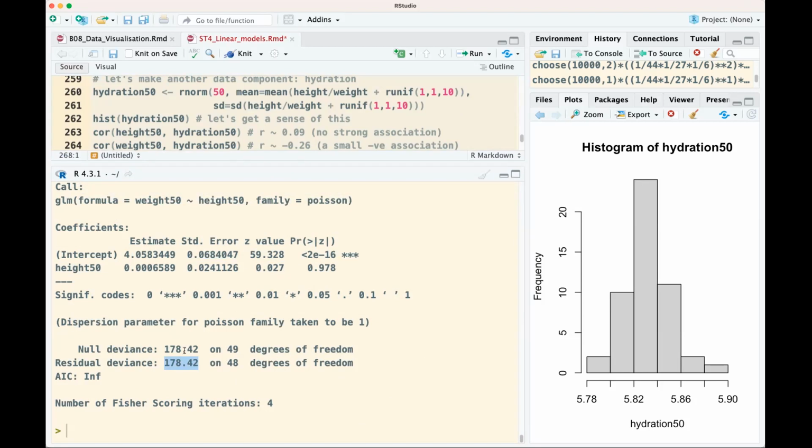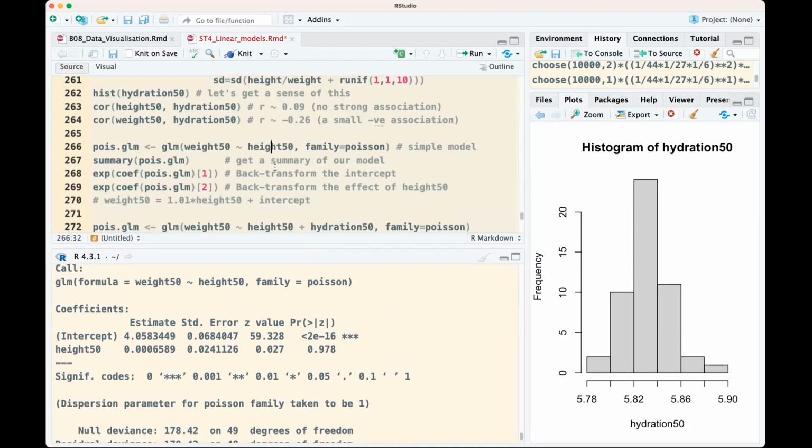You can see that there's no difference between the null and residual, indicating that there's no input into our model from the height. It does not work in our model. It doesn't help. If this value was further apart, we could measure it as if it was a chi-square distribution with 1 degree of freedom in this instance, because we just have one parameter. But we don't need to do that. I see that as well, that actually the information criterion is infinite, so that doesn't really work for Poisson models.